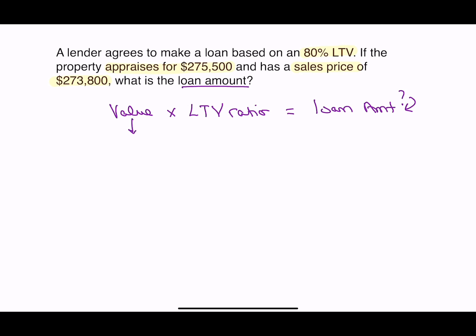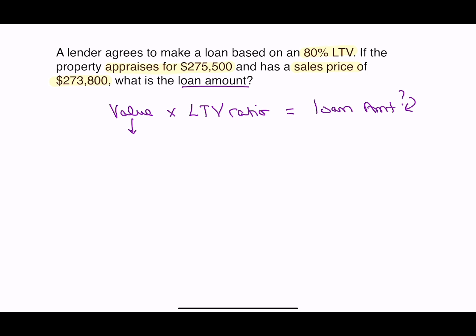Well, the value, this is where you might get tripped up. The problem says it appraises for $275,500, but the sales price is only $273,800. In a case like this, we are going to use the lower value. Even though it appraised for more money, they only wanted to buy the house for $273,800. So as far as the bank is concerned, that is the value.